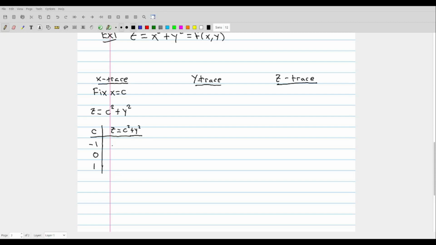And when c is -1, you get z is equal to -1 squared, which is just 1, plus y squared. When c is equal to 0, you get z is equal to 0 squared plus y squared, which is z is equal to y squared. And when c is equal to +1, you get z is equal to 1 squared plus y squared, which is just 1 plus y squared.